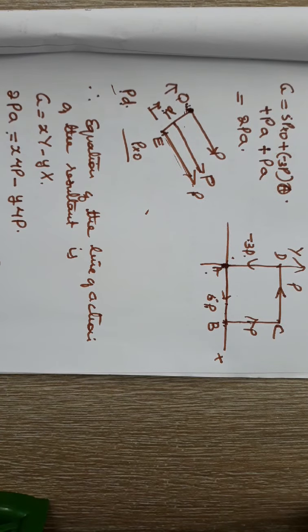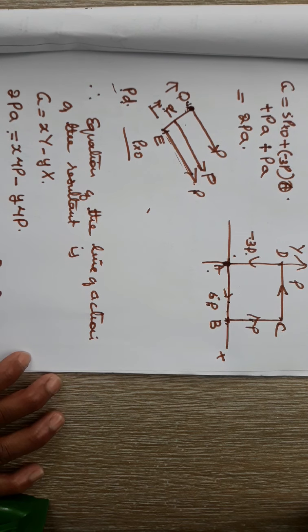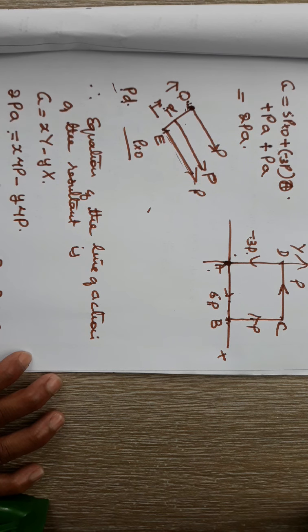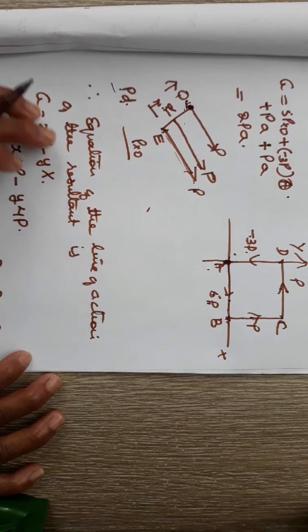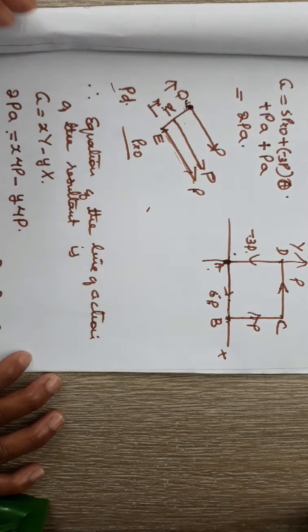Okay, I hope it is clear to you now how to find the resultant and the equation of the line of action of the forces which act along the sides of a square.